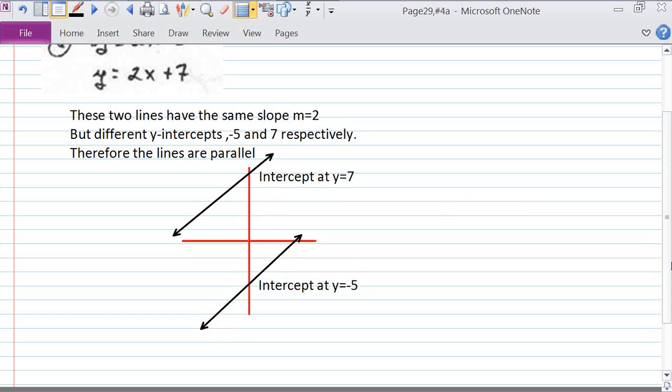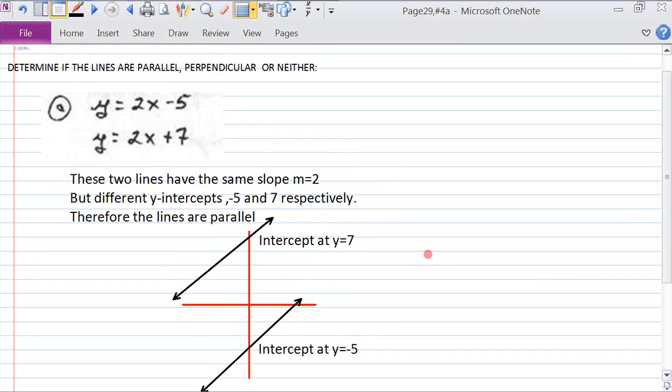And they have the same slope, as we said. If they have the same slope, we know they're parallel. What is the difference in these lines? The difference is where they intersect the y-axis. So where do they cross the y-axis? This one crosses the y-axis at -5, approximately here, let's say on the graph. And this one crosses the y-axis at +7, right over here.